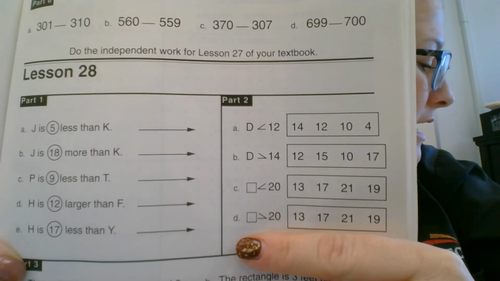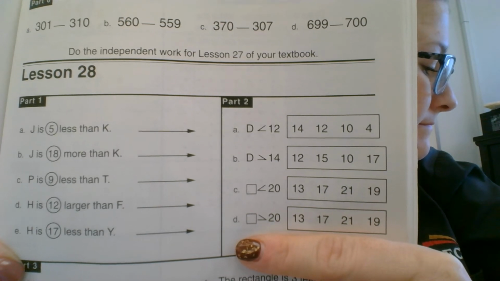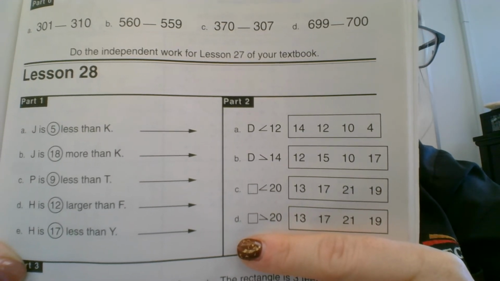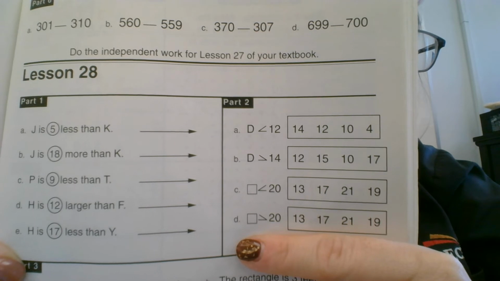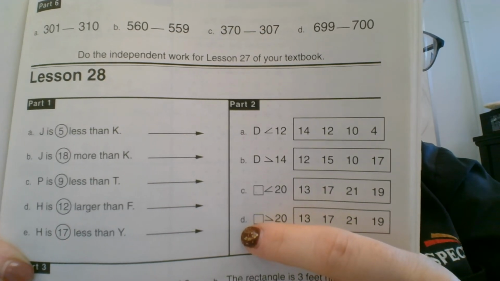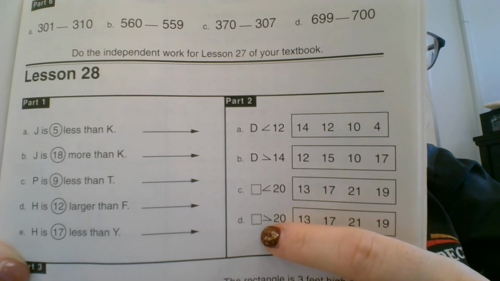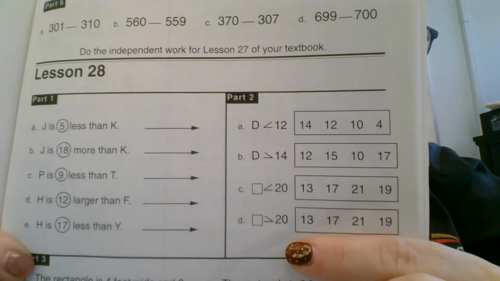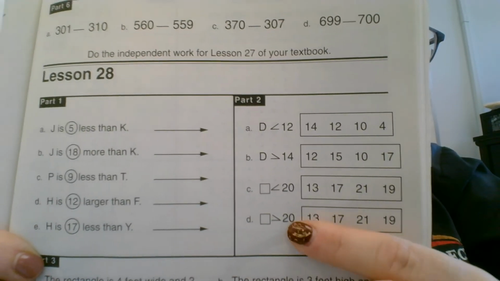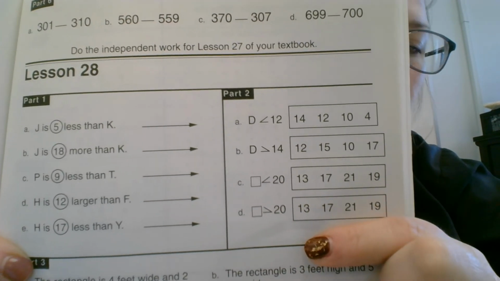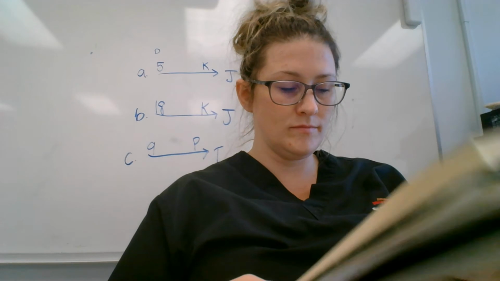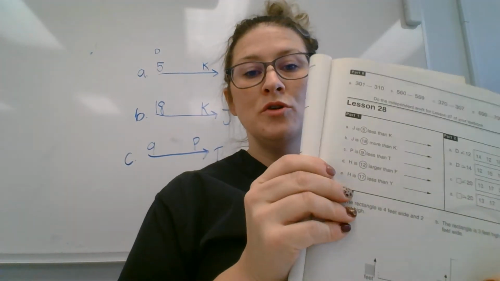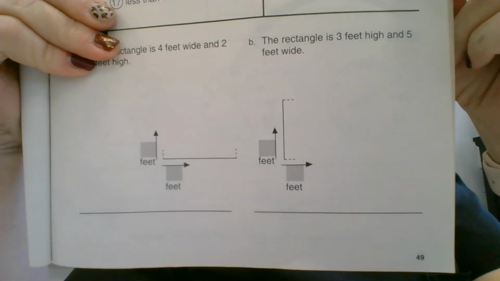And D. Box is more than 20. So my box is more than 20. So this is my smaller number. So what could be box? Circle any number that could be box. Remember, the number has to be more than 20. You may pause. When you're finished, we're going to go on to part 3.